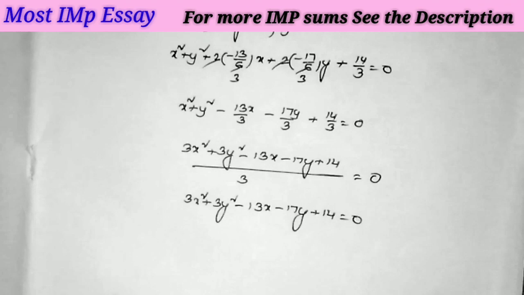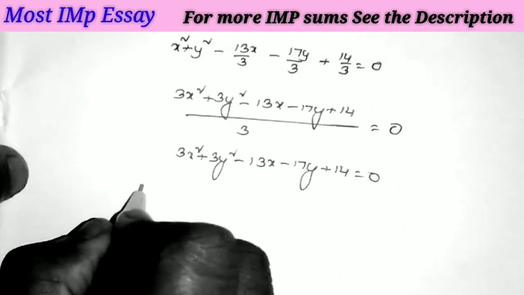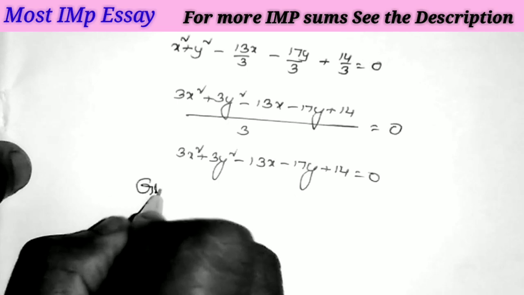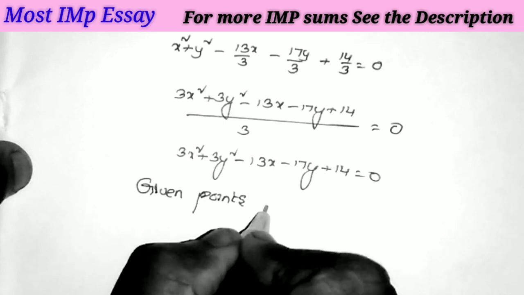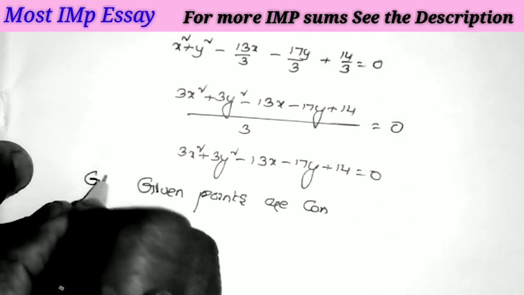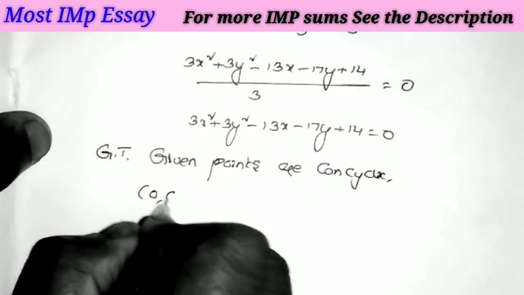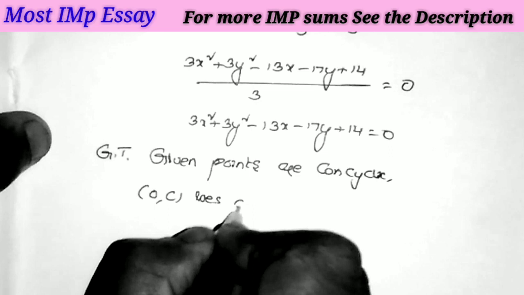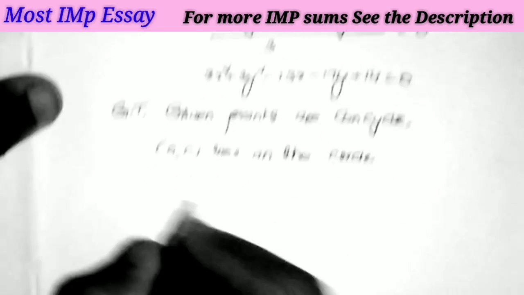But here what is the given question? Find the value of c if the given points are concyclic. Given that the points are concyclic means the last point lies on this circle. That is, the last point 0 comma c lies on the circle. Now replacing the last point in this circle equation to get the value of c.